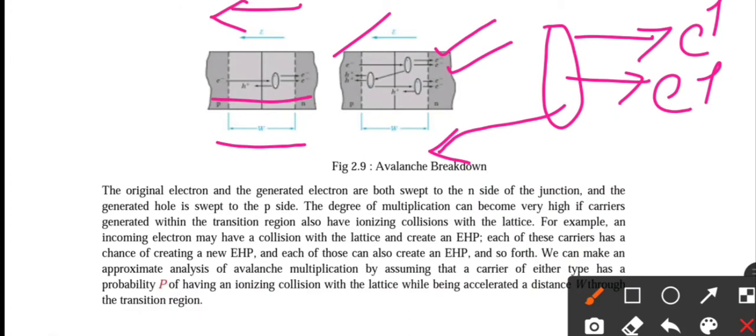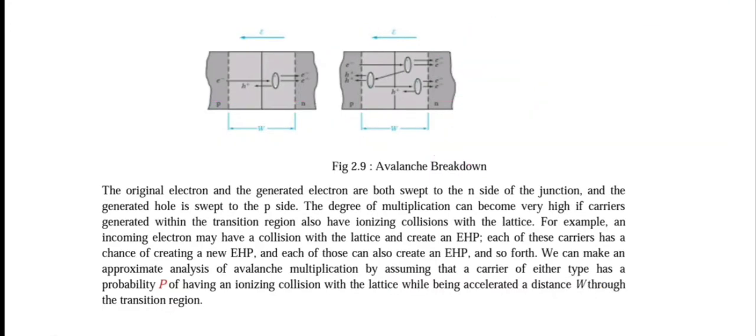There in the depletion region, again it will hit the lattice and an electron hole pair is created, and the two electrons will be swept to the N side and the hole will move to the P side. So see here, the original electron and the generated electron are both swept to the N side of the junction, and the generated holes are swept to the P side.